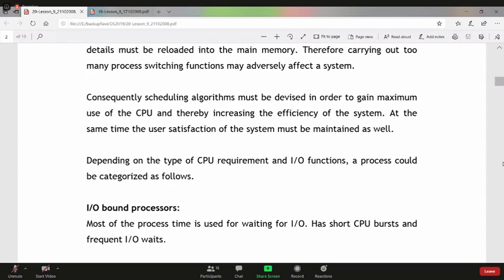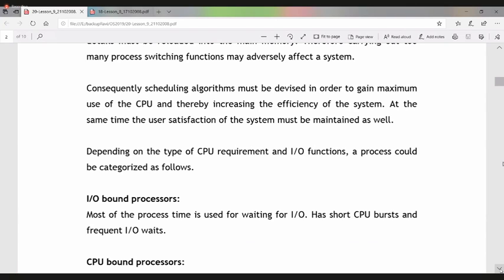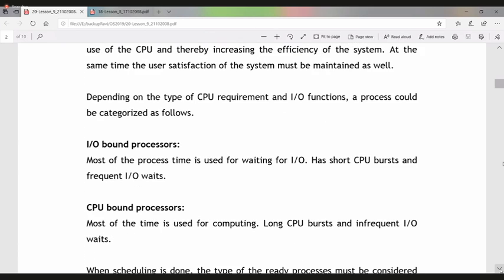Depending on the type of CPU requirement and I/O functions, a process could be categorized as follows. Now, processes fall into two main categories: I/O bound processes and CPU bound processes. I/O means inputs, outputs, right?